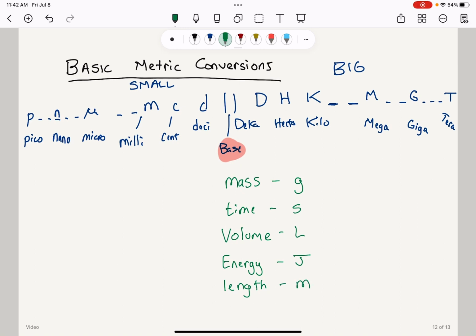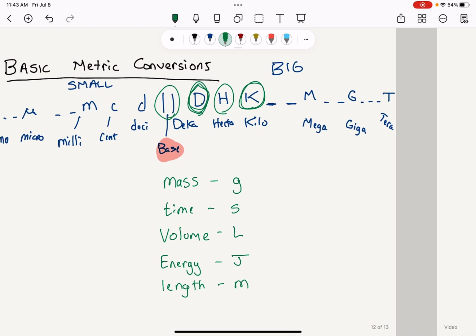Okay. So now let's talk about how to use this scale. Before we jump into some examples, the scale is brilliant because this deca unit is 10 times bigger than the base unit. And this hecto is 10 times bigger than the deca, but 100 times bigger than the base. And kilo is 10 times bigger than the hecto. It's 100 times bigger than the deca, and 1,000 times bigger than the base unit. And so it's all based on adding or taking away a 0.